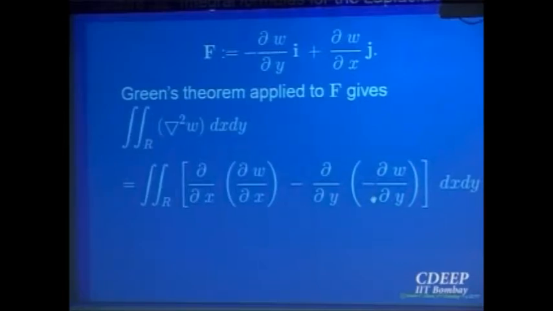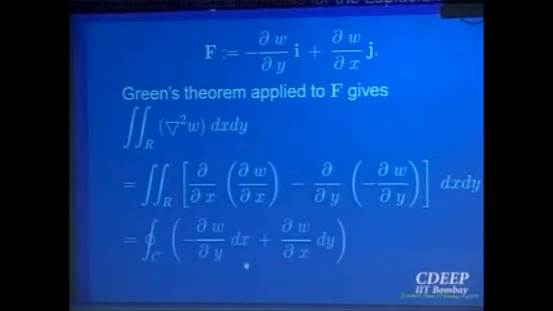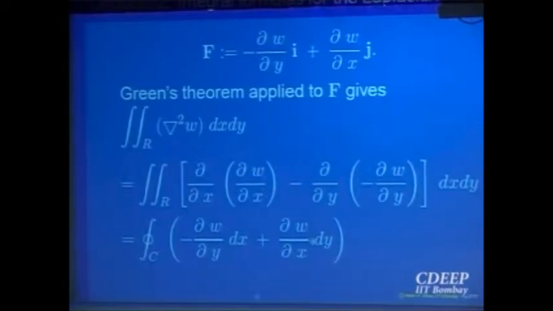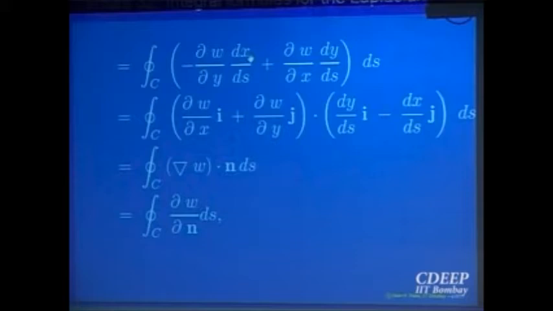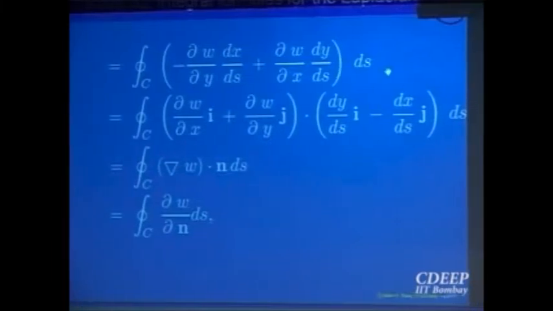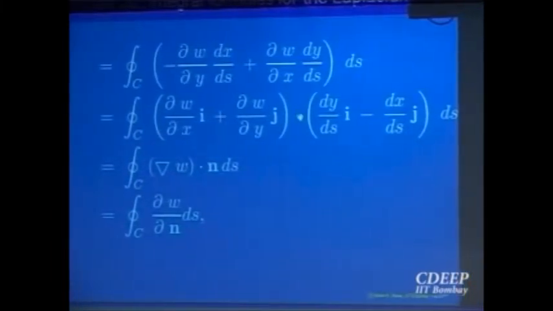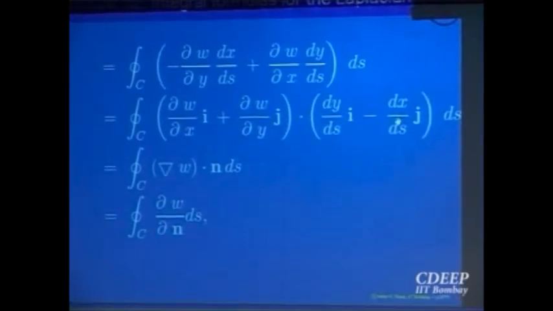Now I can apply Green's theorem here and write this in terms of a line integral, where C is the boundary of the region R, in the anti-clockwise direction. This is given by a direct application of Green's theorem to this vector field F. Now this one we'll write in terms of the normal. So dx by ds, dy by ds times ds, and that I can write as a dot product. This is the outward normal for the curve.